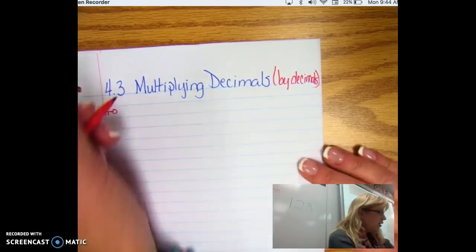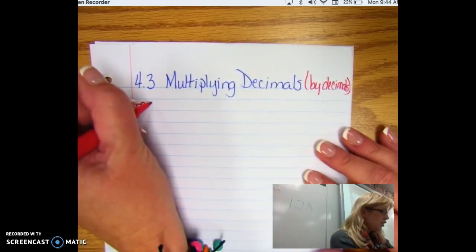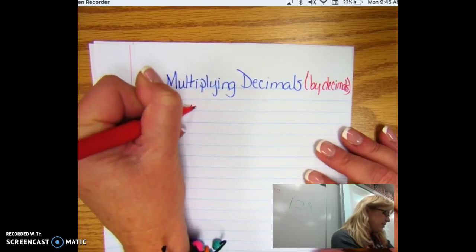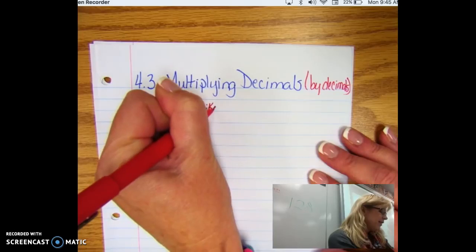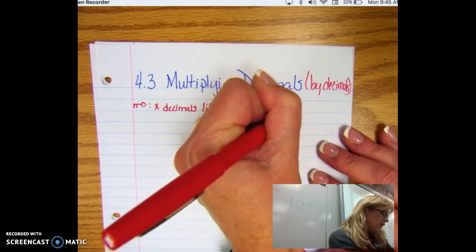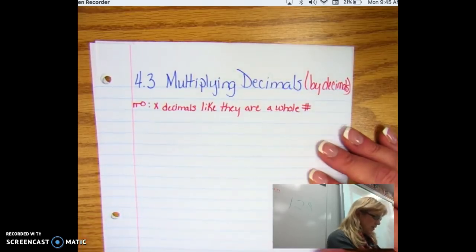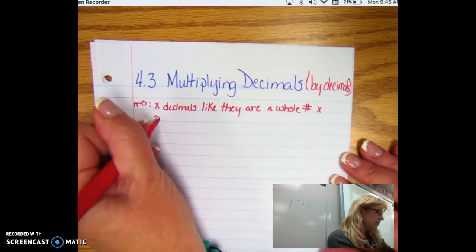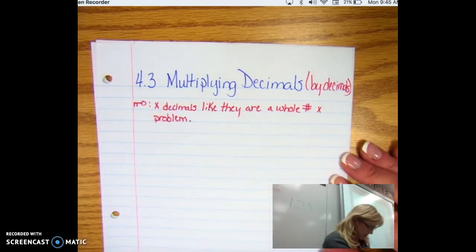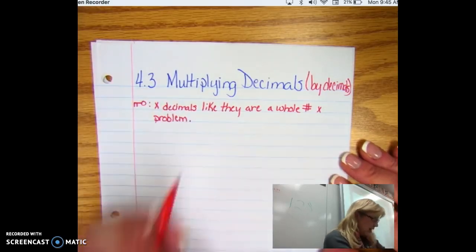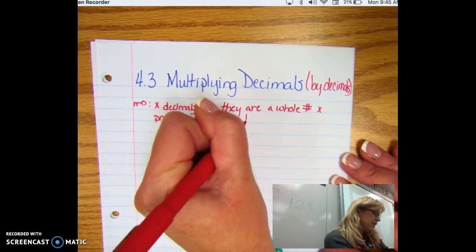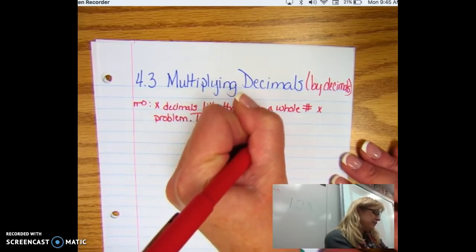So for decimals, you always multiply decimals like they are a whole number. Multiplication problem. And I'm going to show you this right afterwards, so don't worry if you're like, I don't understand what that means. Then place the decimal point.